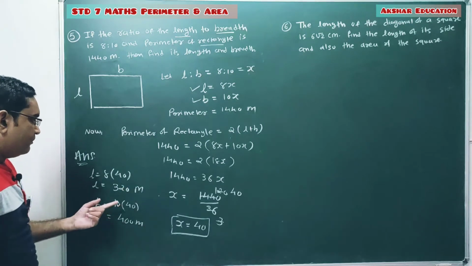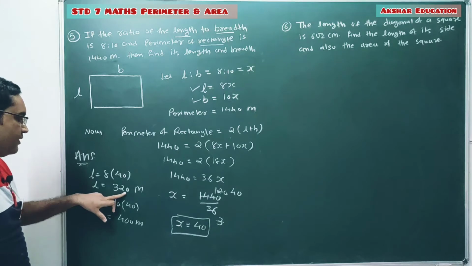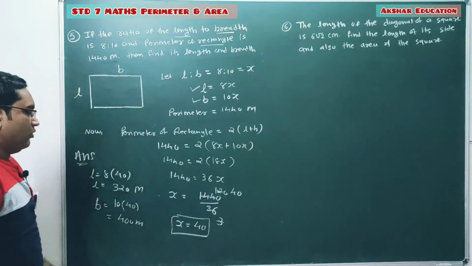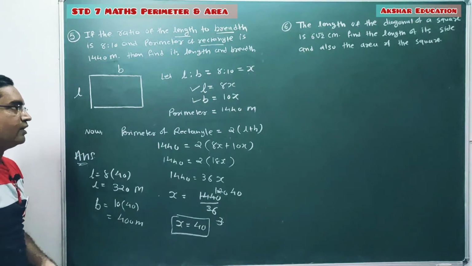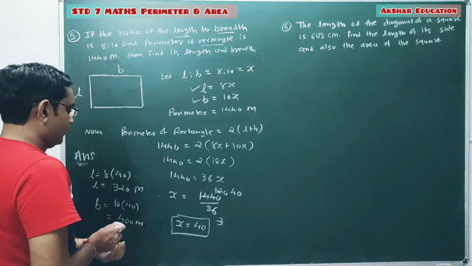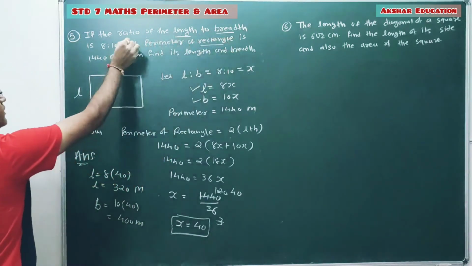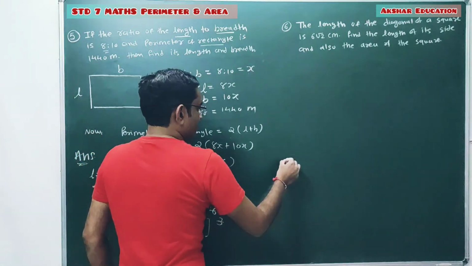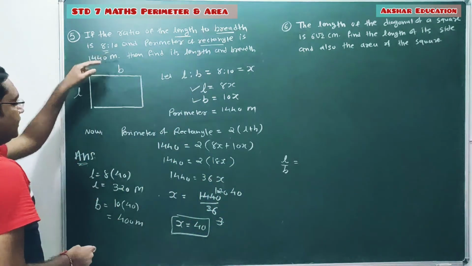And if you find the perimeter of this rectangle by using this length and breadth, you will get the same answer as 1440. Or you can take the ratio of this length and breadth, 320 and 400. We are getting 8:10, and it is given the ratio of length and breadth of this rectangle is 8:10. So let's verify it. What is the ratio L by B? Ratio of length and breadth is 8:10.